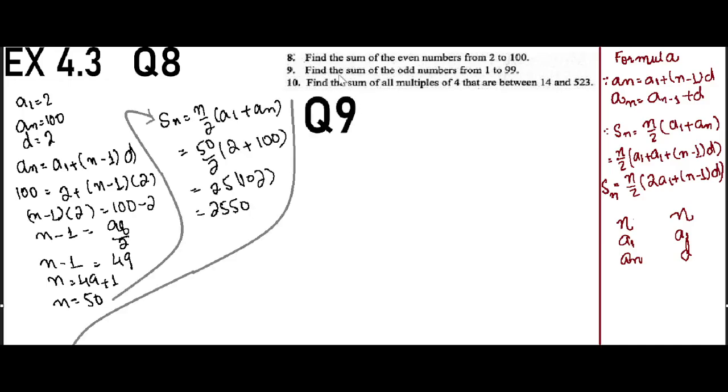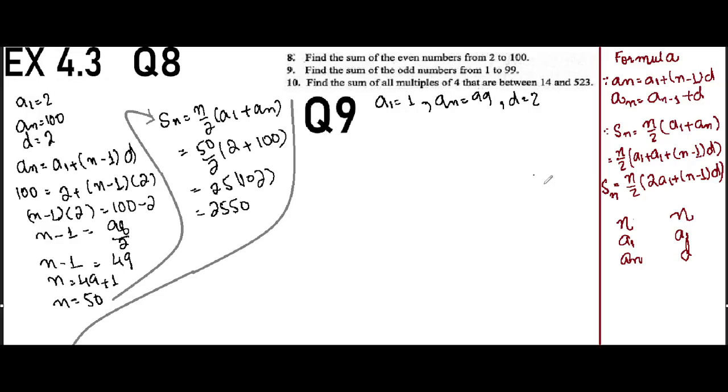Now the question says find the sum of odd numbers from 1 to 99. It is quite similar to the previous question. A1 is 1, an is 99, and we can find the common difference. Again, it is the sum of odd numbers. Odd numbers always have the difference of 2. As 1 and 3 are odd numbers, so 3 minus 1 is 2.